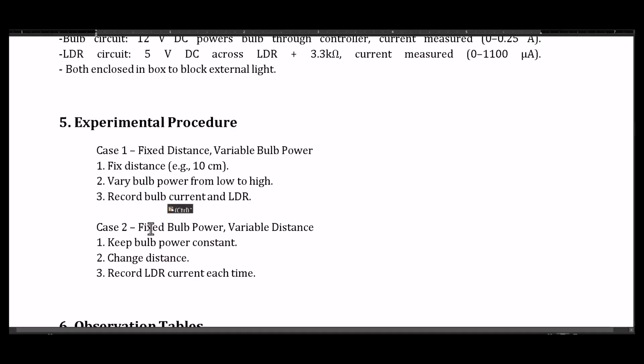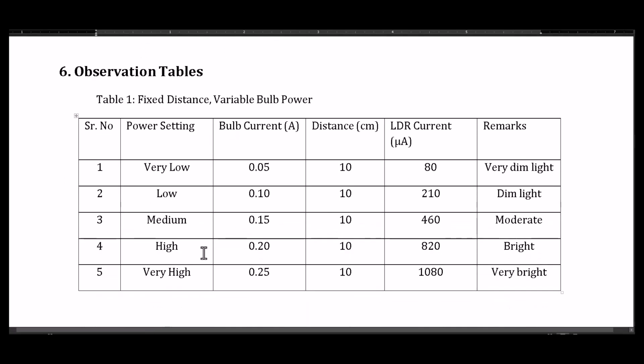In case 2 we make sure the power fed to the bulb is fixed and we vary the distance between the bulb and LDR. So we keep the power of the bulb constant, change the distance, and record the current through the LDR. From these two cases we get these tables. For the first case, distance is fixed at 10 centimeters, and we vary the power fed to this bulb, and we get a proportional current through this LDR.